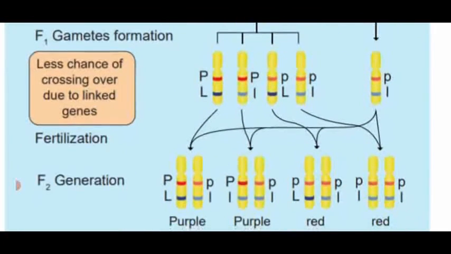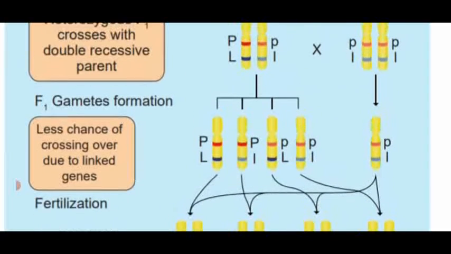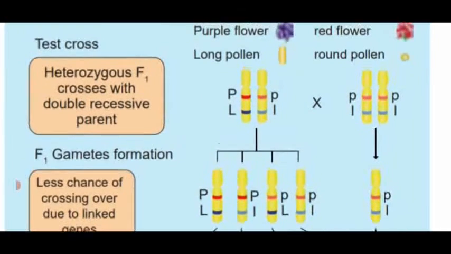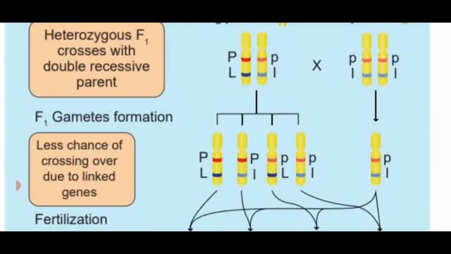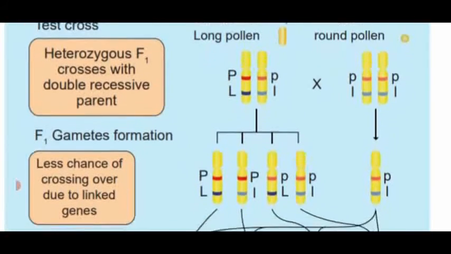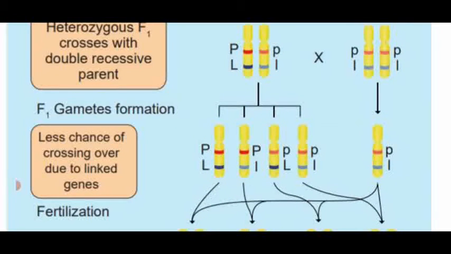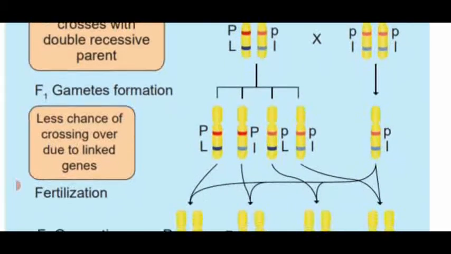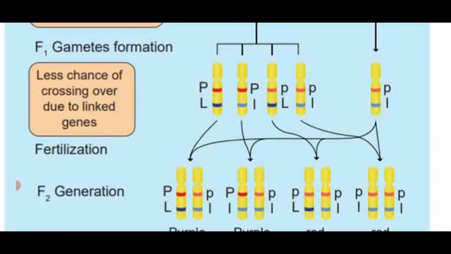They produce F1 gametes with different gametes. The purple flower with long pollen, in the heterozygous condition, produces different gametes: capital P capital L, capital P small l, small p capital L, small p small l. The recessive red flower with round pollen produces only one gamete, small p small l. Both are crossed together, which means multiplied together. That means fertilization has taken place.